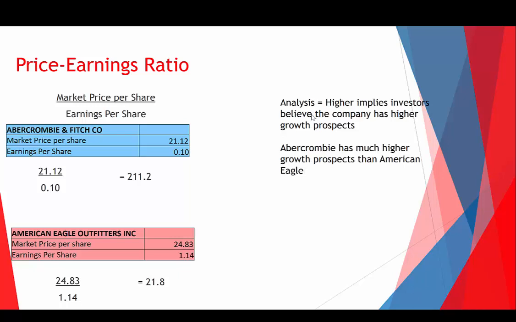So I could make you a very convincing argument why Abercrombie and Fitch is better, right? Higher quality. On the other hand, I could also make a very convincing argument that American Eagle has a better PE ratio because it's such a better deal. It's so much cheaper. It's only going to take me 21.8 years to earn my investment back versus, assuming no growth, which isn't the case.